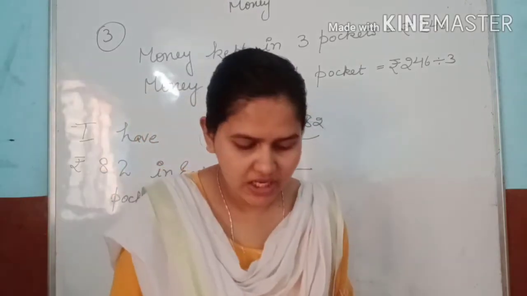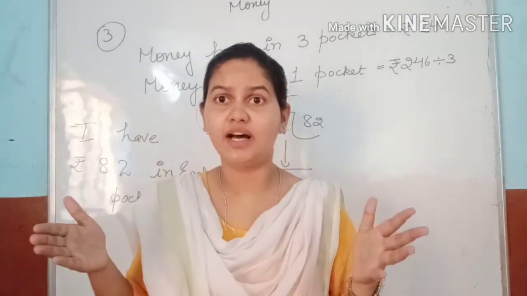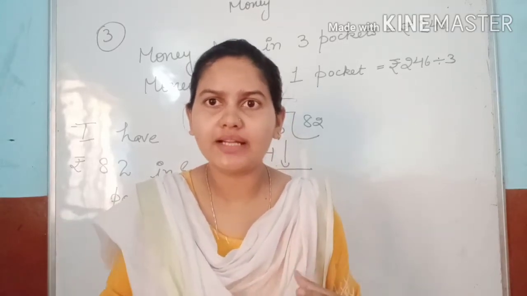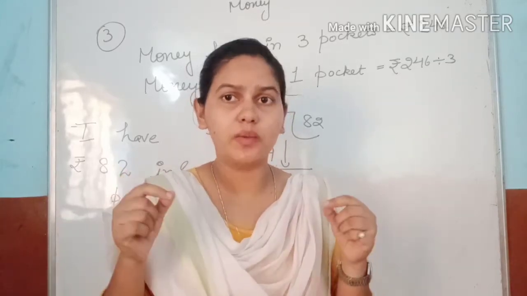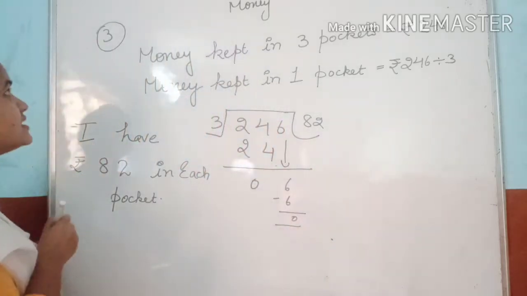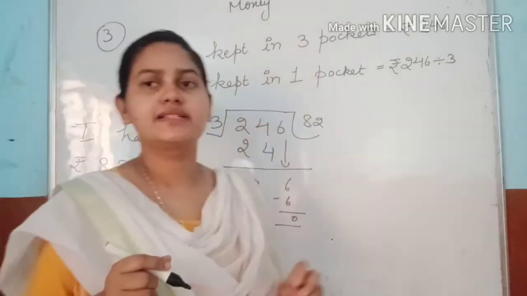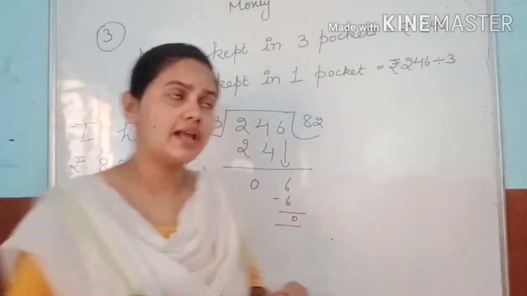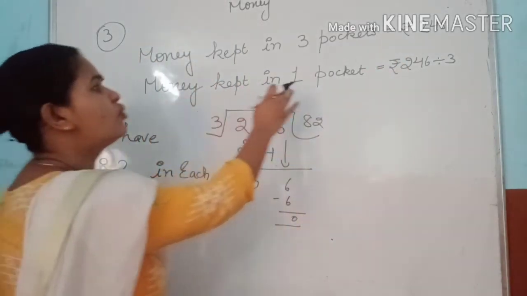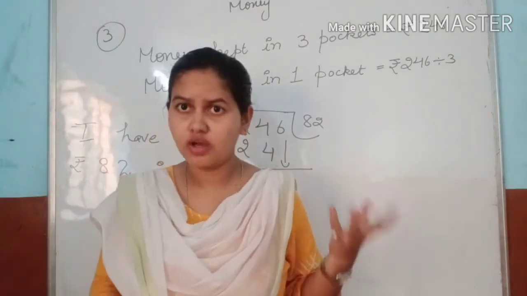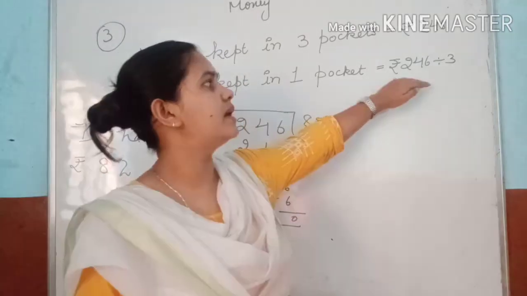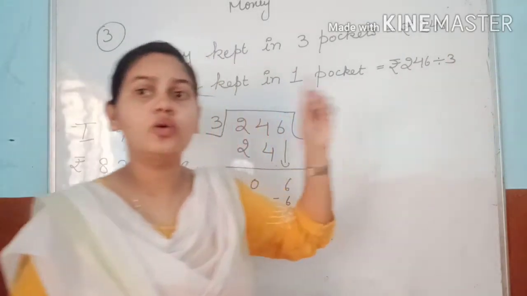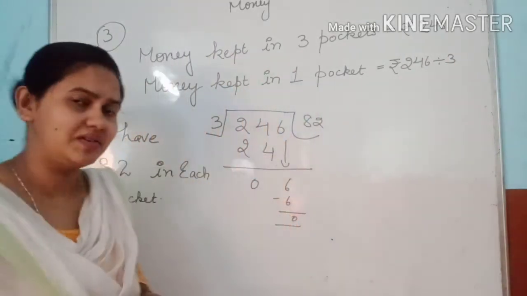So students, as we have to divide that money into 3 pockets, let's find out how much money is in one pocket. As you can see, money is kept in 3 pockets. How much money have we kept? Right, rupees 246. Now we have to find out the money kept in one pocket. So this one is our money and we have divided it into 3 pockets, right? Let's find out one pocket's money.